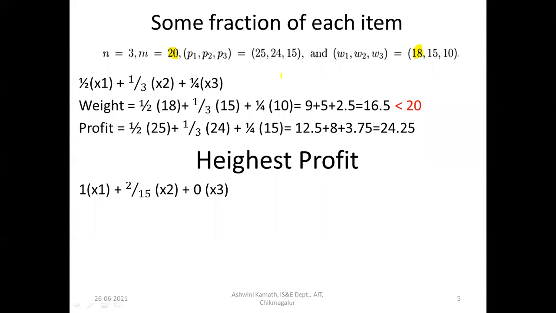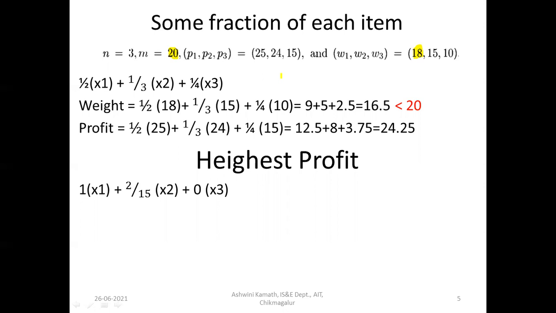The first one is added completely, because it has the highest profit. So the first item is added completely, plus 2 kgs out of 15 will be added from the second highest profit item, which is the second one with the profit 24. So that will be added, and the 20 kgs is filled. The knapsack capacity is filled, so we cannot add the third item. So it will be 0.